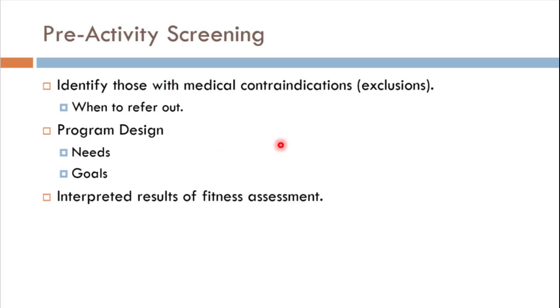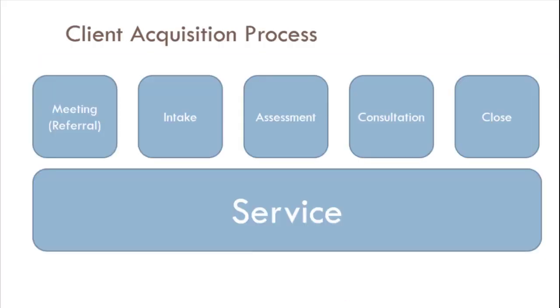This is a summary of that previous slide. You want to identify those with medical contraindications and know when to refer out, and it's really going to help you tease out needs versus goals. Some of the things we gather in this pre-activity screening help us in our decision-making process with program design and education. This pre-activity screening is really part of the client acquisition process.